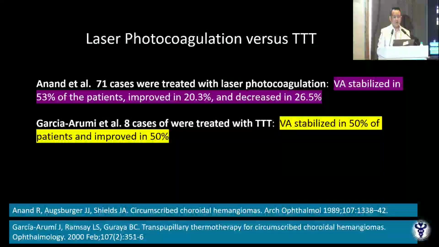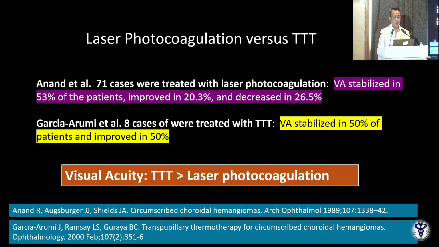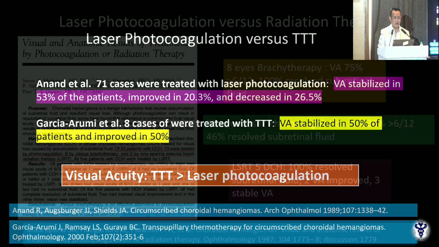When we compare laser photocoagulation versus transpupillary thermotherapy, in the study from Anand et al., where 71 cases were done, there was visual acuity stabilization in 53% of the patients, improvement in vision in around 20%, and decrease in 26%. In another study by Garcia et al., it was found that 50% of the vision stabilized and 50% improved in those cases. So visual acuity wise, TTT seems to be better than laser photocoagulation.